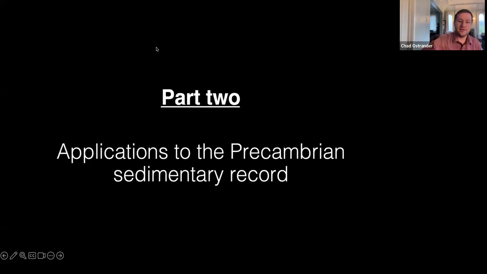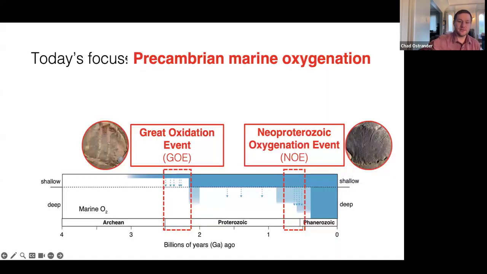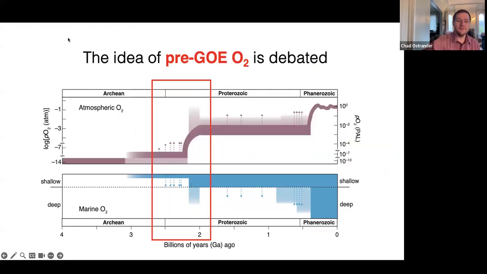So this is a Precambrian geology seminar. I haven't shown any Precambrian data. So for the last part of my talk, I'm going to do that. I'm going to talk about the applications of thallium isotopes to the Precambrian sedimentary record. And as promised at the beginning, I'm going to focus on two timeframes, the two timeframes that I've spent the most time studying. This is the Great Oxidation Event around the Archean-Proterozoic transition, as well as this idea of a Neoproterozoic oxygenation event in the Neoproterozoic during the rise of animals. So we'll move forward in time from the GOE.